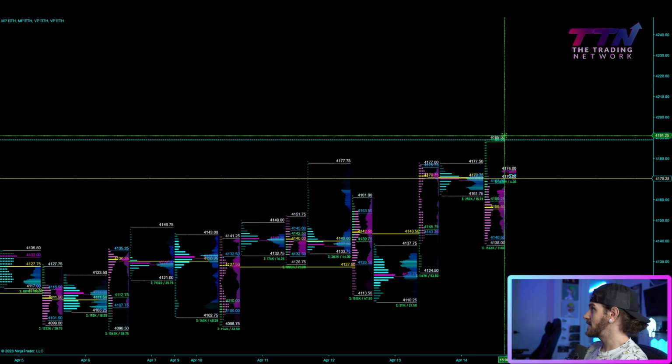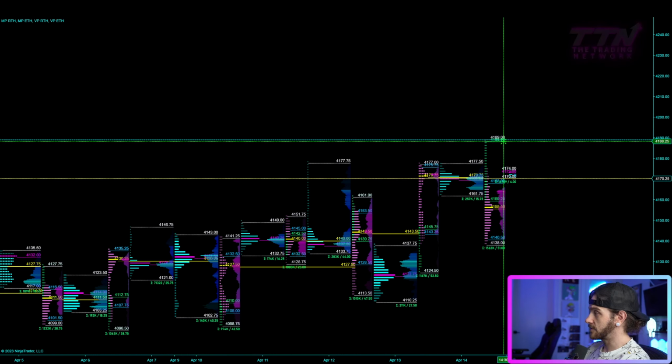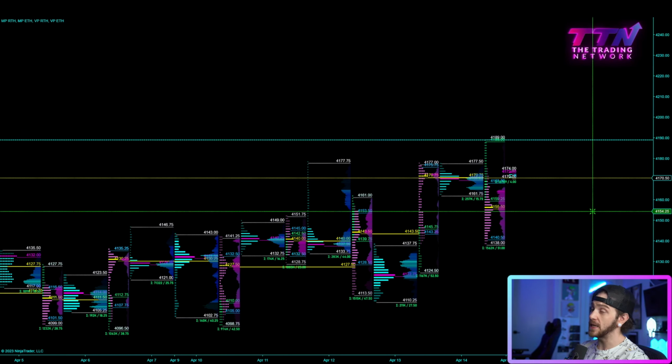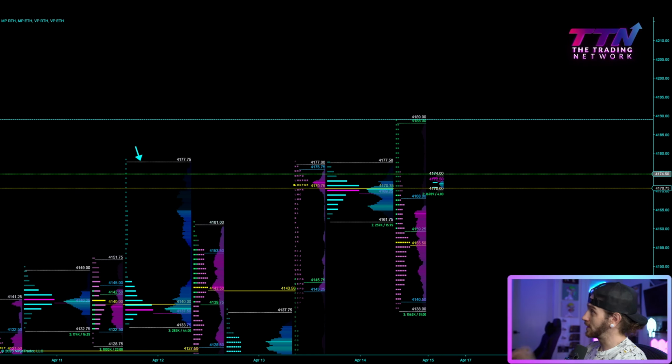But consider that if we do get acceptance above this 4190 level, it could open up a pretty large move on the macro scale. So we'll talk about that in a little bit. As far as the downside goes, if we do not see acceptance above, firstly, great confluence here, 4177, overnight high from the 11th into 12th, 4177, regular trading hours high from the 13th, 4177, overnight high from the 13th into 14th, right? So really, really important level there.